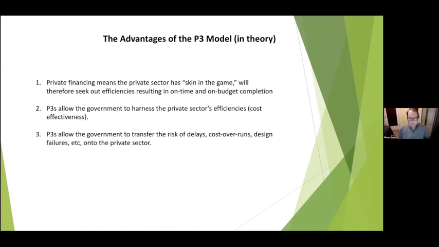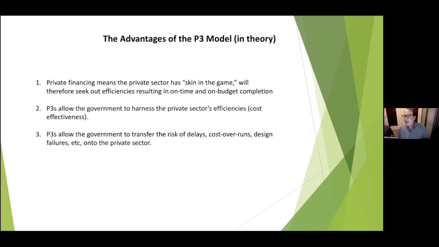P3s allow the government to harness private sector efficiencies, cost cutting, cost effectiveness, innovation, things like that, that Wayne talked about in the introduction. And finally, the granddaddy: P3s allow the government to transfer the risk of delays, cost overruns, design failures, et cetera, onto the private sector.